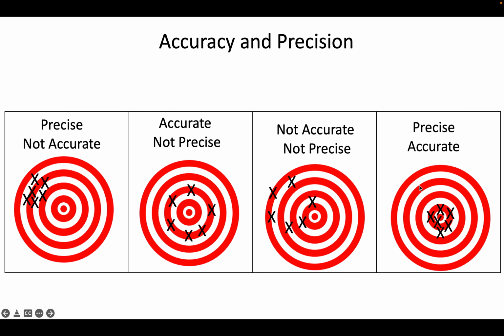And this is the best case scenario, where it's both precise and accurate. It's a tight little spread of the values, and it's centered right around the true value. So it's both precise and accurate.